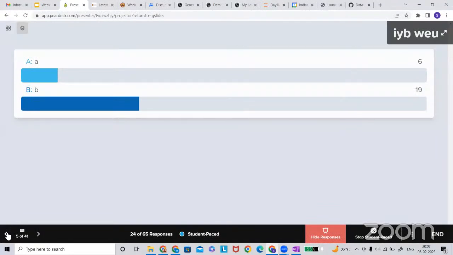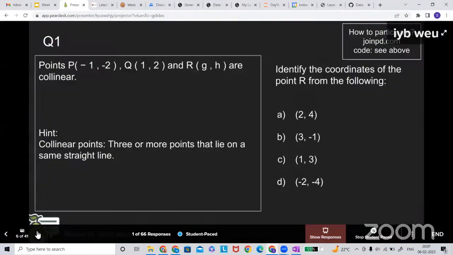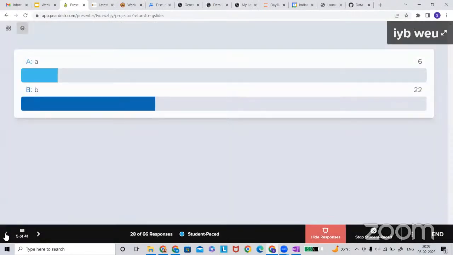I'm not able to join on the link. Can anybody share the joinpd link in the chat so that I can use it to join? Anyone can put it in the chat. Okay, please. Okay, thank you. Sir, done.